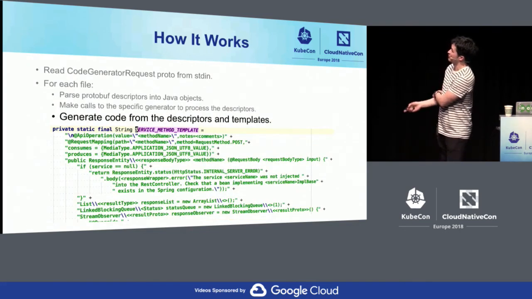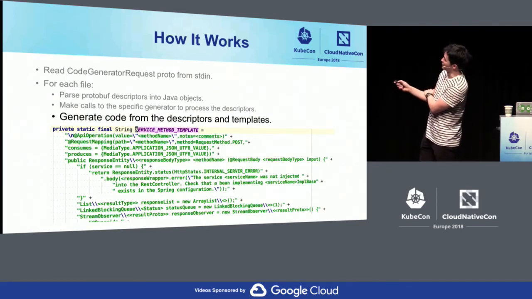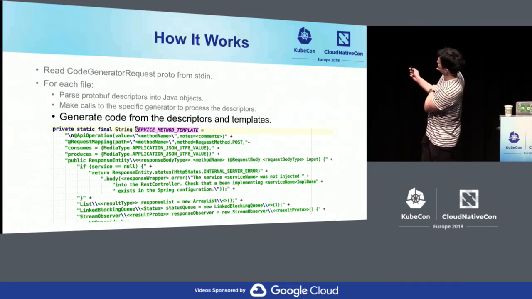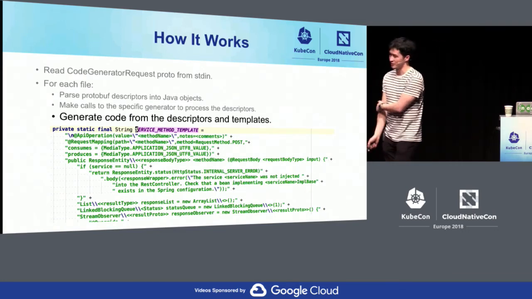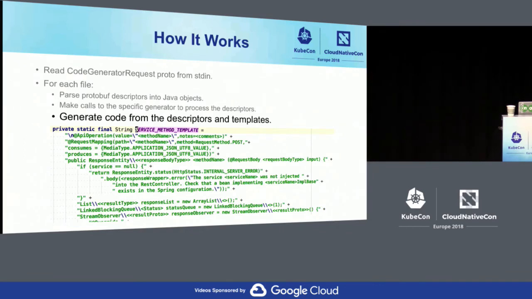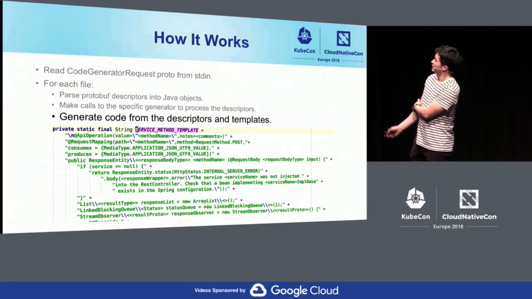And then once you do that, you're generating the code. So this is going back to the service method. Here we have response entity. This was echo request. This was echo. This was echo response, and so on. Here we're just using string templates. You could do whatever you want potentially.